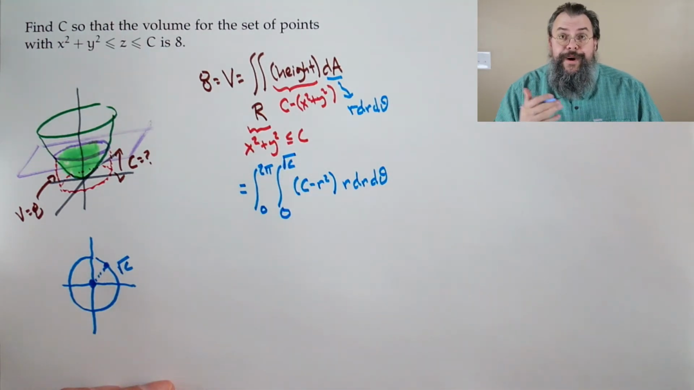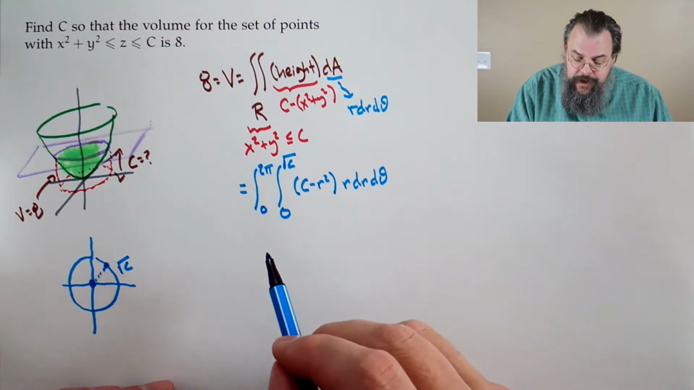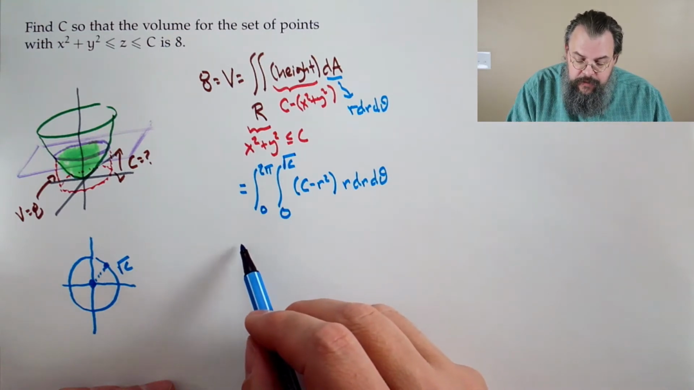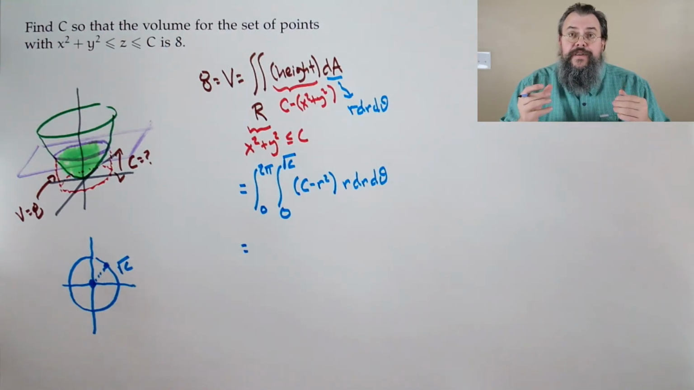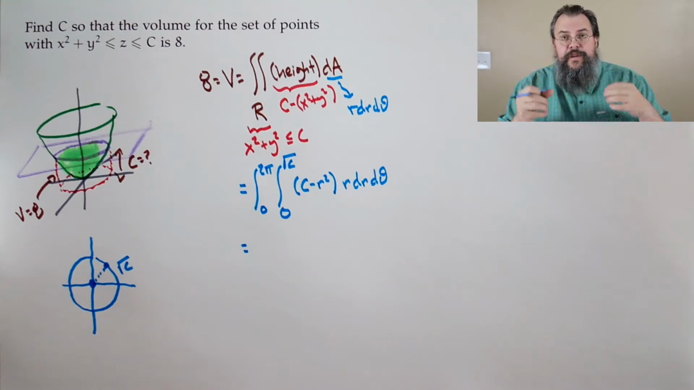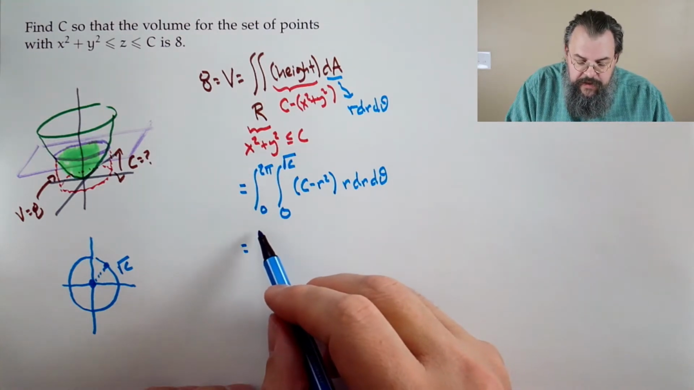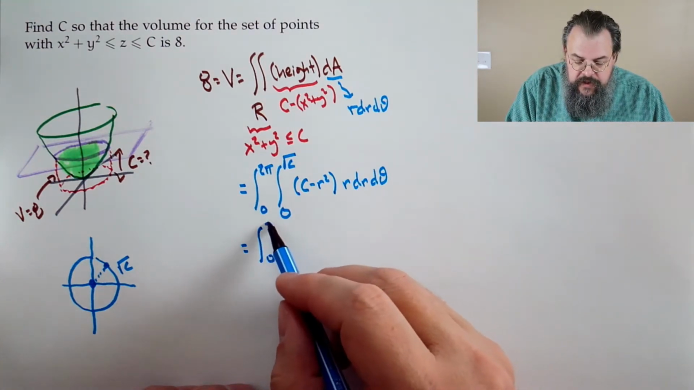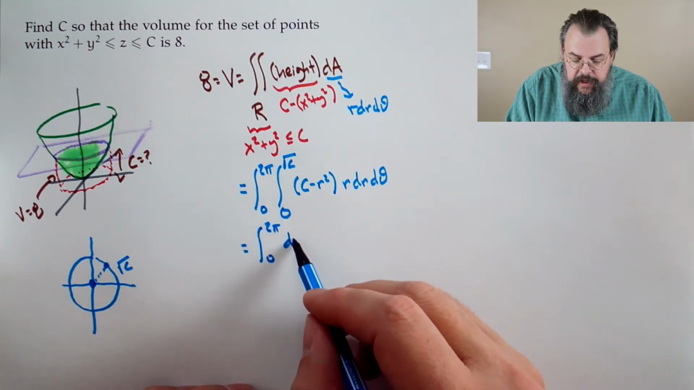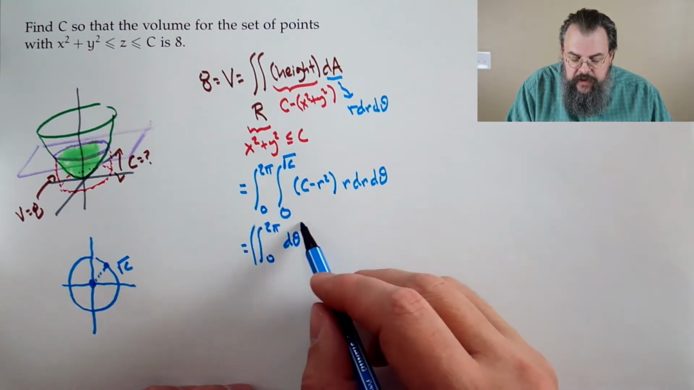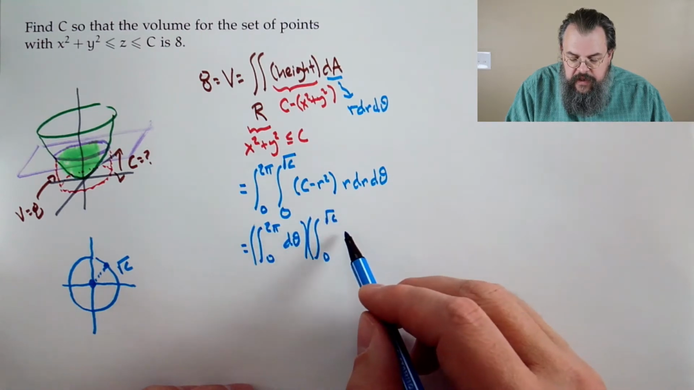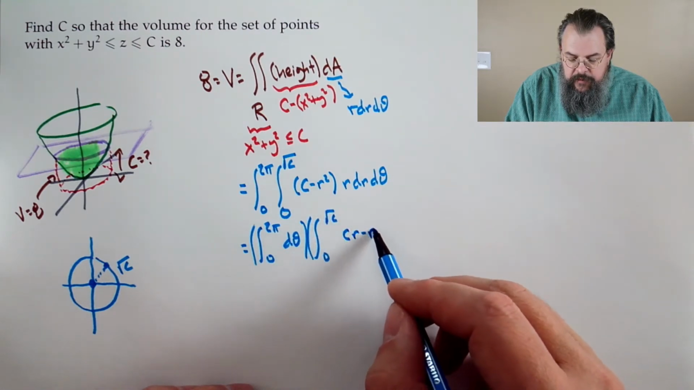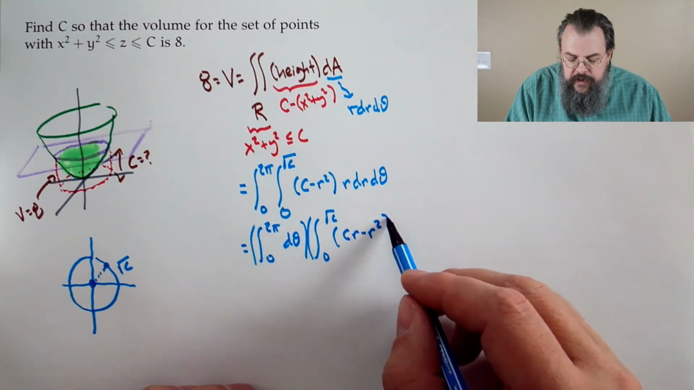And now we're ready to go. Okay, well, we can do a couple things. One thing is, the bounds are nice. See, the bounds are constants. You know, c is some constant. We don't know what it is, but it is a constant. We can actually pull this into two integrals and just do them simultaneously. Integral 0 to 2 pi d theta, and integral 0 to root c of c times r minus r squared dr.